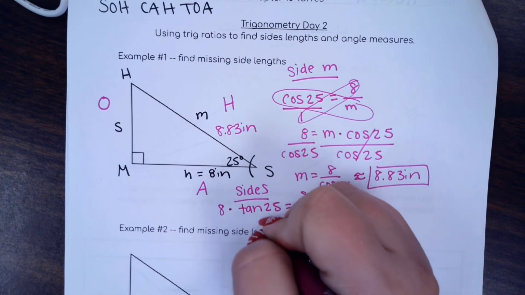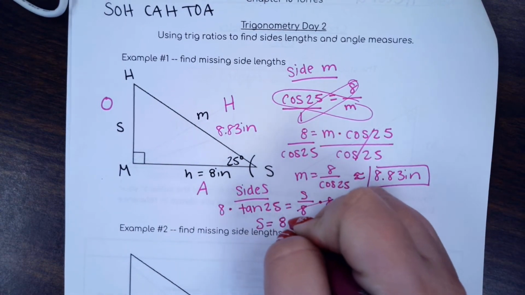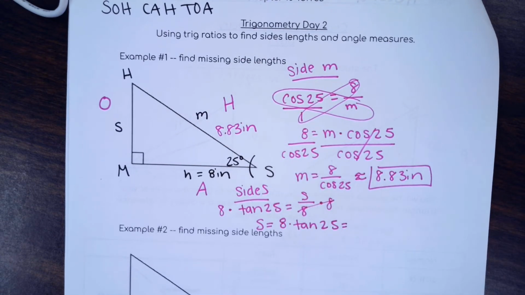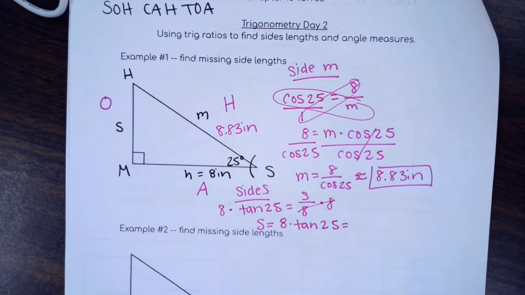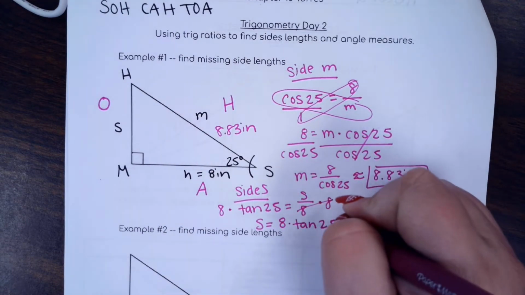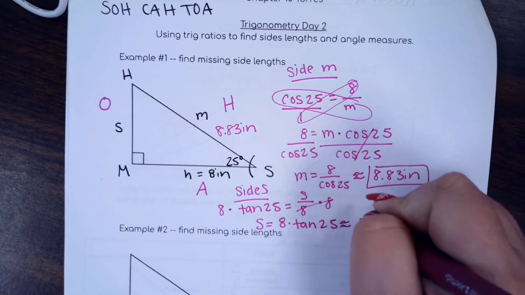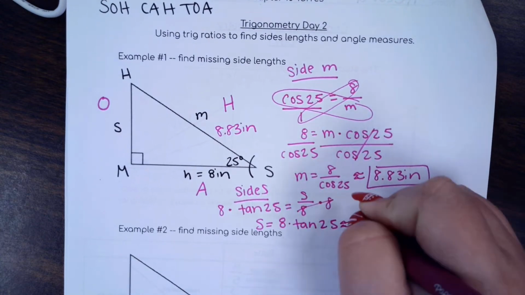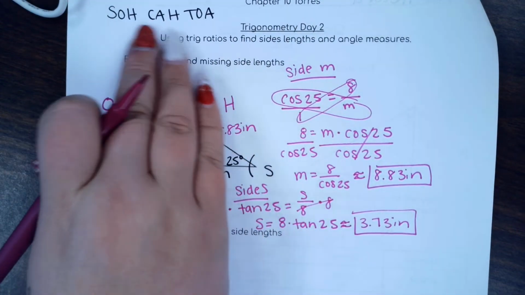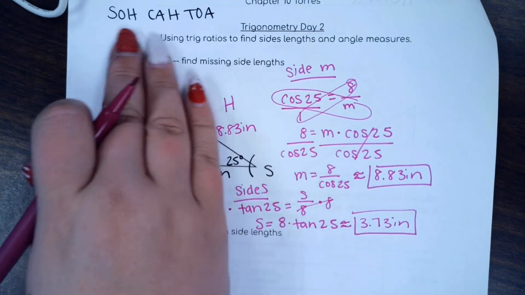These cancel. We're left with S equals 8 times tangent of 25, and we just have to type that in our calculator. So 8 tangent 25, we get 3.73. So this is approximately 3.73 inches. The biggest thing to remember here is how we figure out which trig function to use.